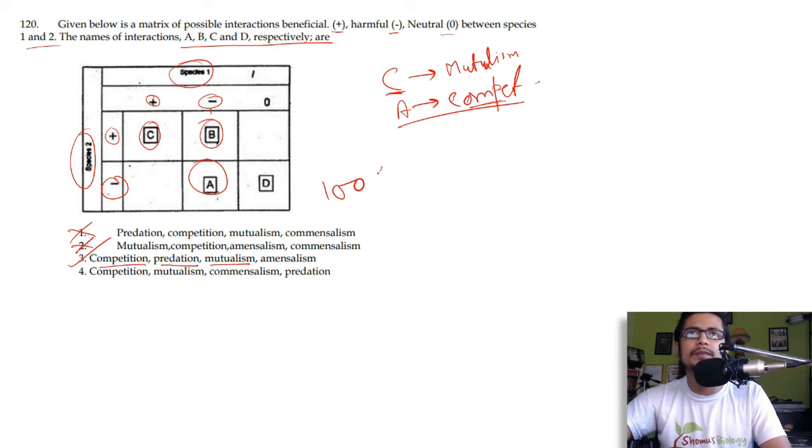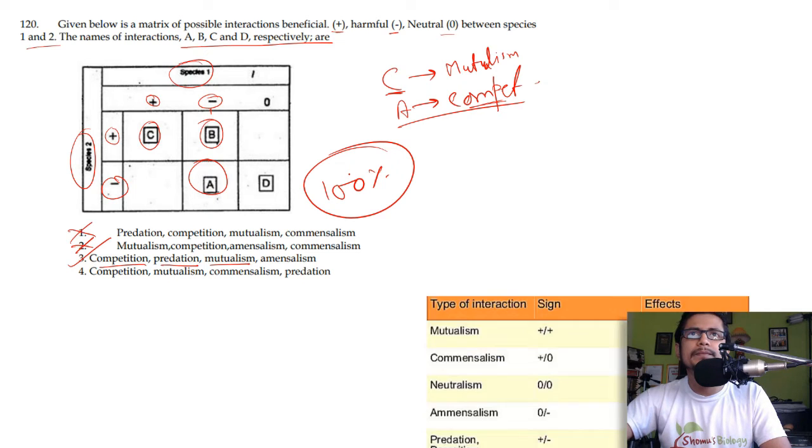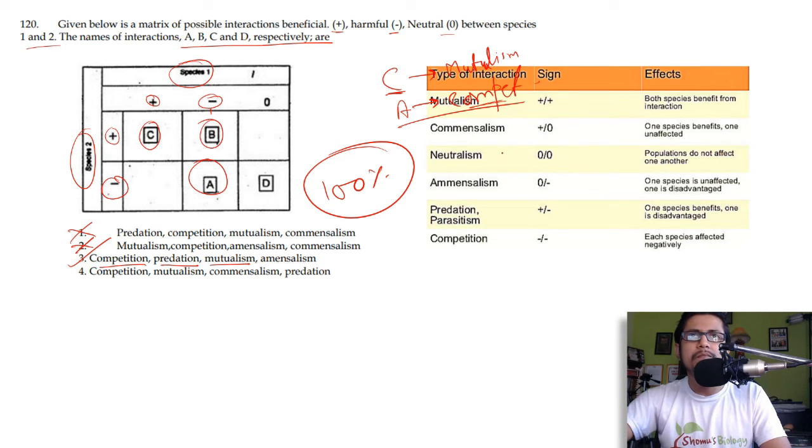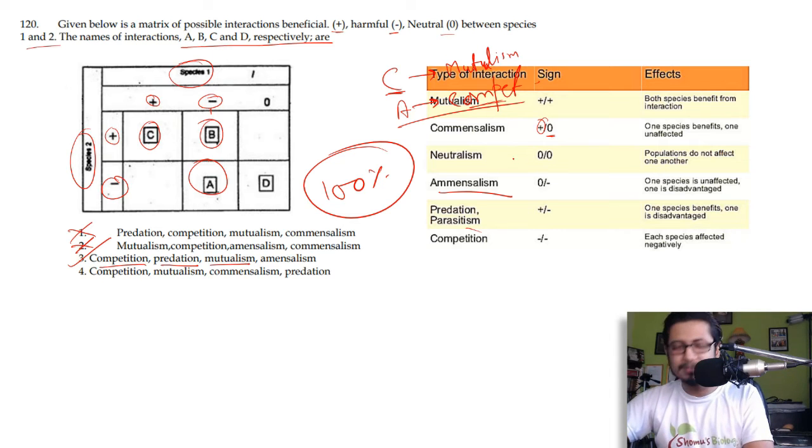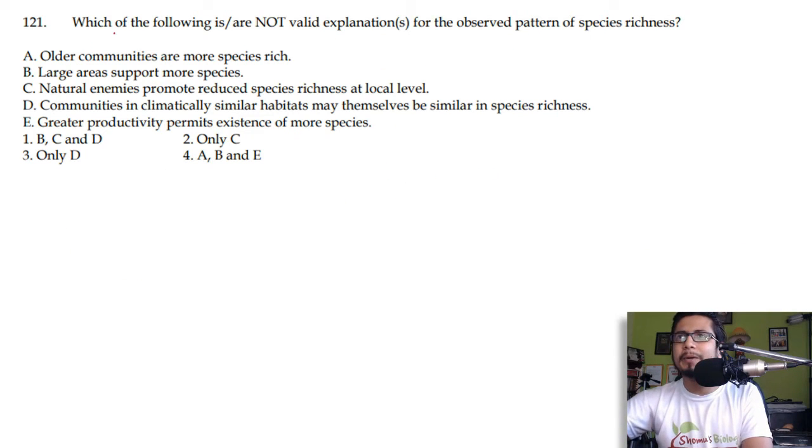Now you can check the rest of the others. One is getting the benefit, one is harmed, that is predation. B is predation, it's also matching. So this is the correct answer, and you can guarantee your answer after this series. So you know about it, it's listed, all the types of interaction. Amensalism, where one is unharmed, one is harmed. Commensalism, where one gets the benefit, one is unharmed. Okay.